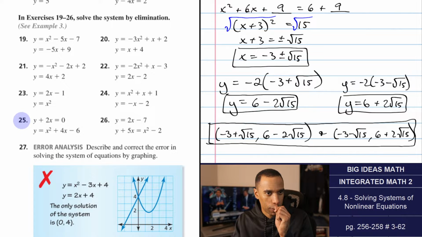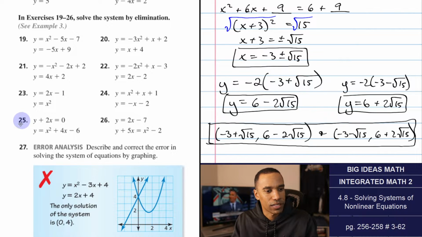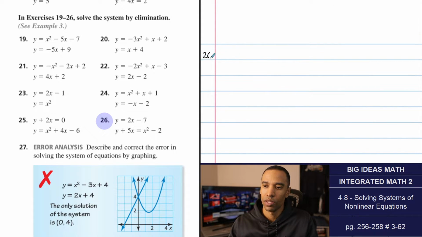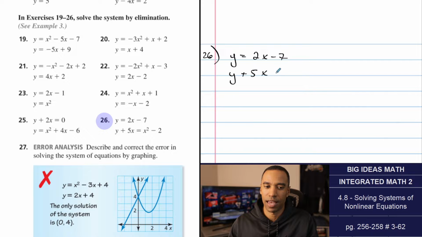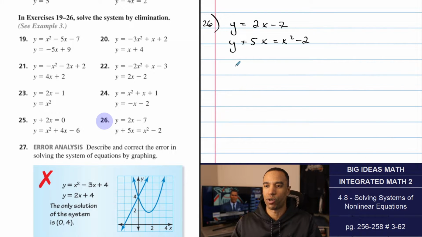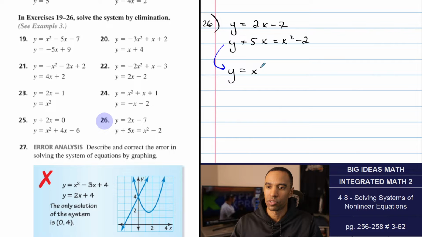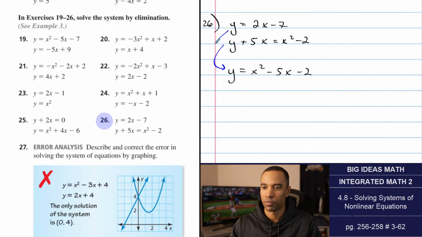Now, number 26. I wonder if they're going to do the same thing with this one or not. They are starting with not having a y set by itself, so there's that. Number 26, we got y equals 2x minus 7, and then y plus 5x equals x squared minus 2. All right, that bottom equation, of course, we're really interested in taking it and getting y by itself. So y equals x squared minus 5x minus 2, knowing that we're using elimination here, of course.